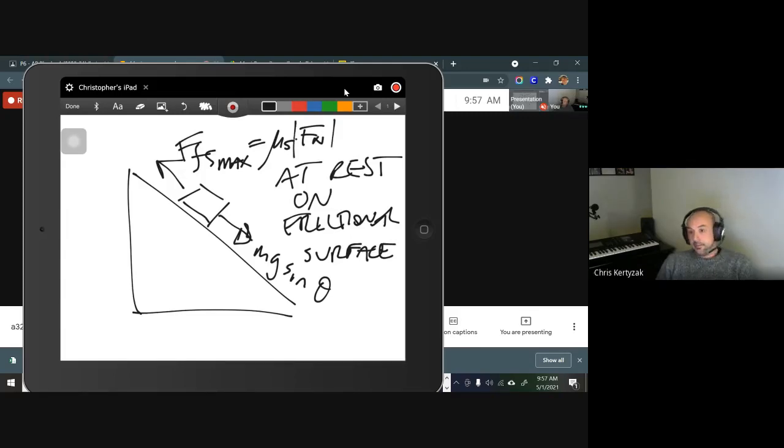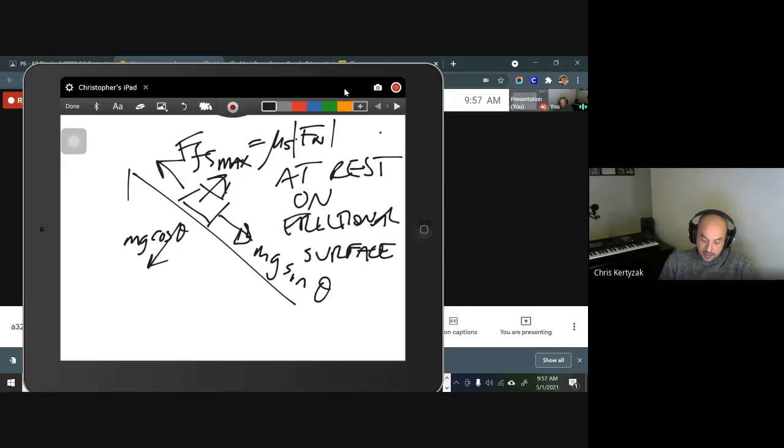The maximum amount. When you're talking static friction force, that's the maximum amount you can get, and after that it just slips and gives up. It can't provide any more. Remember that on an inclined plane, the normal force Fn going up is equal to mg cos theta. So the maximum static friction force is mu s times mg cos theta.